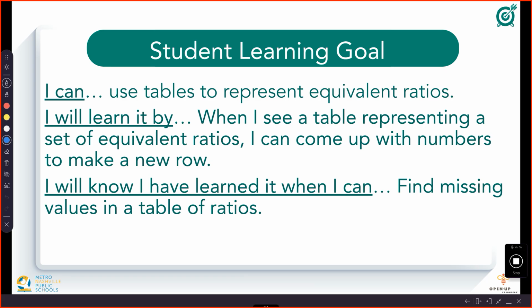I can use my context clues from the numbers before or see the patterns so I can create a whole other row at the bottom of the table. And I will know that I've learned it when I can find the missing values in a table of ratios, which means I'm going to give you a table eventually, and you're going to have some numbers inside of there, and there's going to be a pattern, and you're just going to figure out what the missing number is, just like fitting pieces into a puzzle.